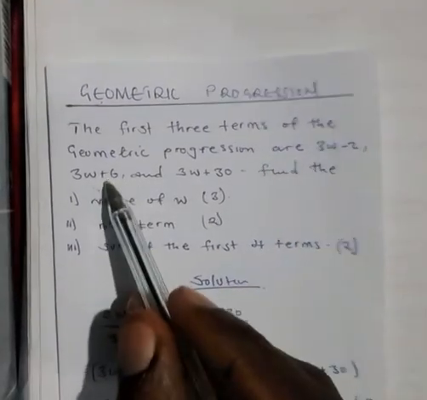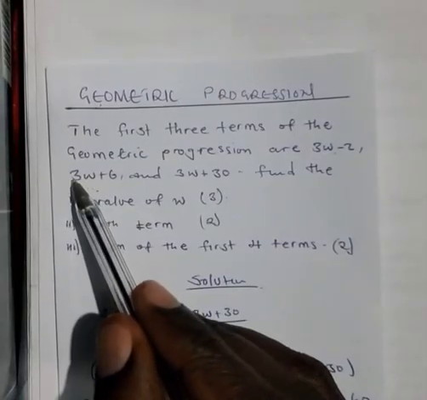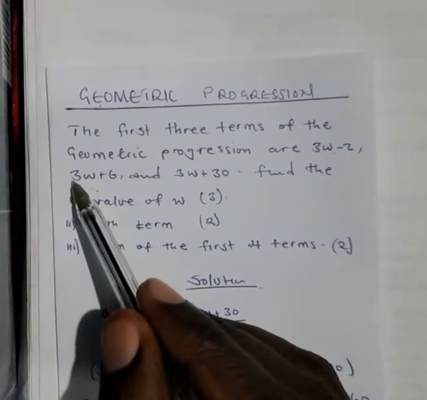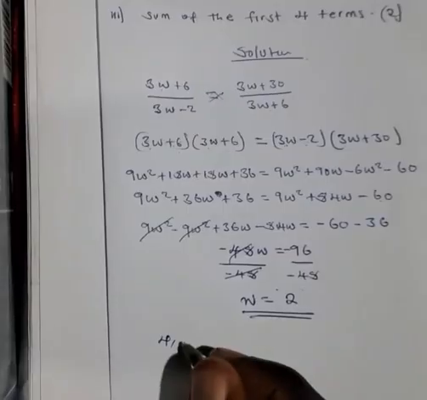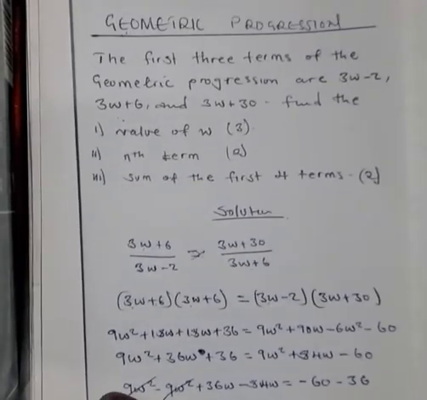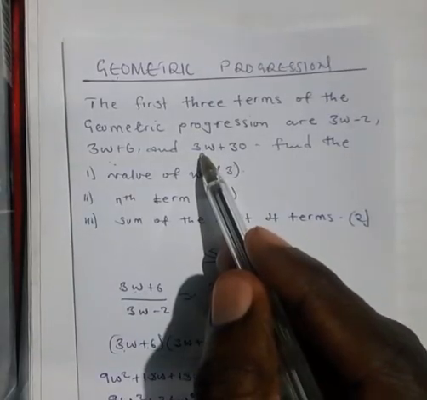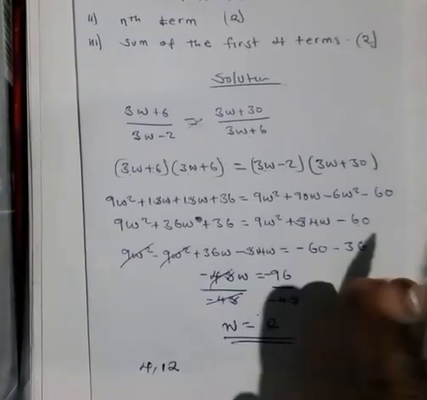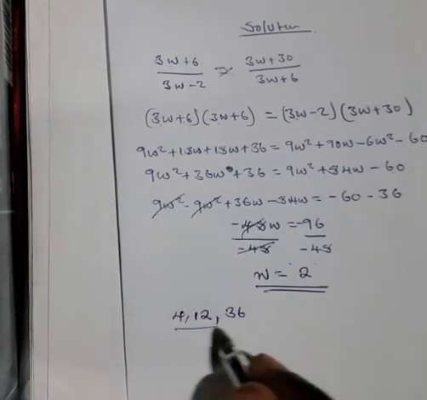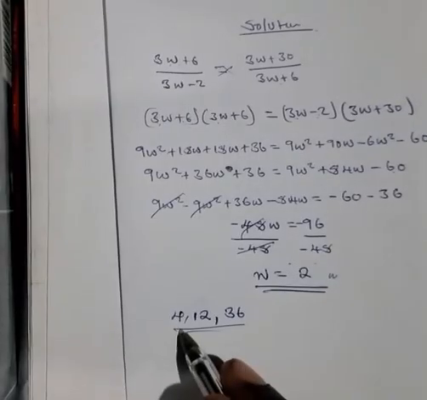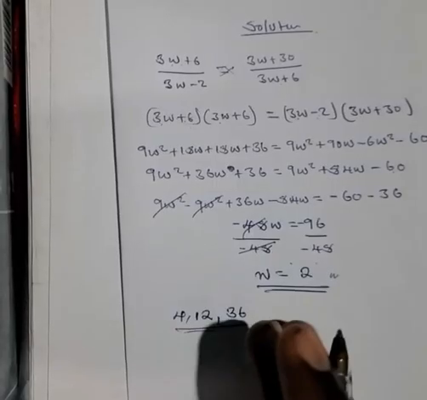let us go to the second term. The second term is 3w plus 6, which is 3 times 2, which is 6. 6 plus 6, that is 12. So the second term is 12. And again, let us go for the third term. The third term again is 3w, which is 3 times 2, which is 6, plus 30, 36. So these are the terms. Of course, the answer was here, but I'm just trying to see, because the following answers are going to require us to use this format.